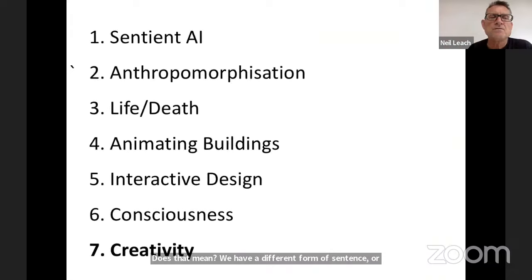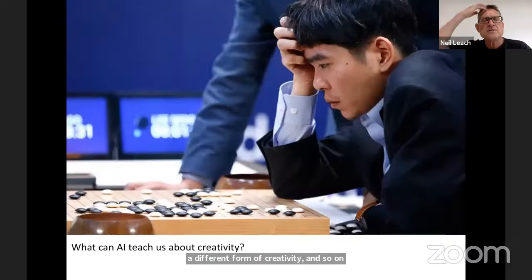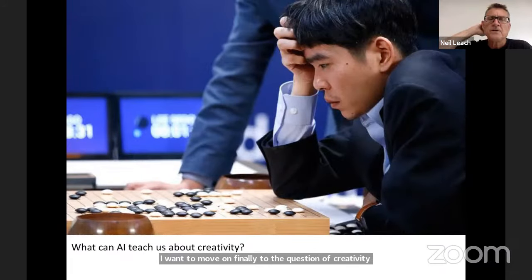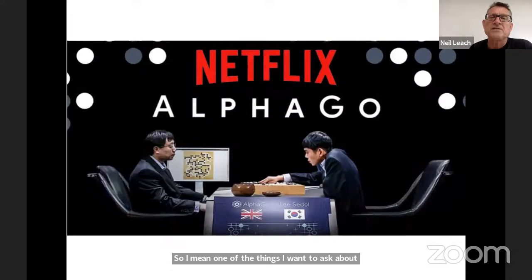I want to move on finally to the question of creativity itself. One of the things I want to ask about creativity is really the question of what AI can tell us about creativity. Now, this is a famous moment. Many of you in China know about it. This match, AlphaGo against Lee Sedol, in the history of Go was a seminal moment because nobody expected Lee Sedol to lose to AI. And this is deep learning.